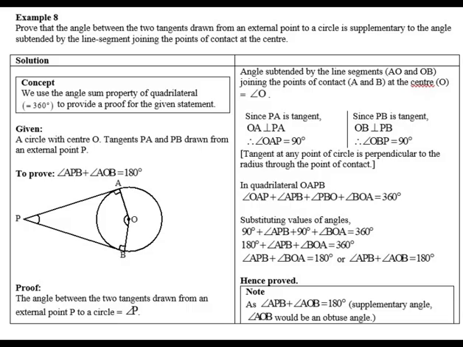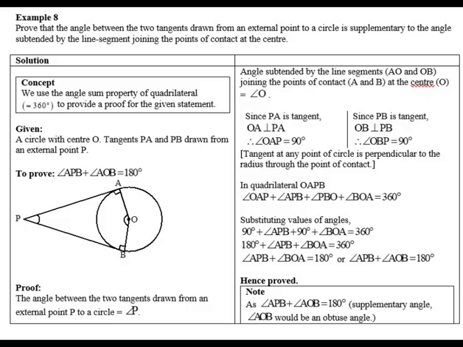Example 8. Prove that the angle between the two tangents drawn from an external point to a circle is supplementary to the angle subtended by the line segment joining the points of contact at the center. Given a circle with center O. Let PA and PB be the two tangents drawn from an external point P. We need to prove that angle APB plus angle AOB is equal to 180 degrees.